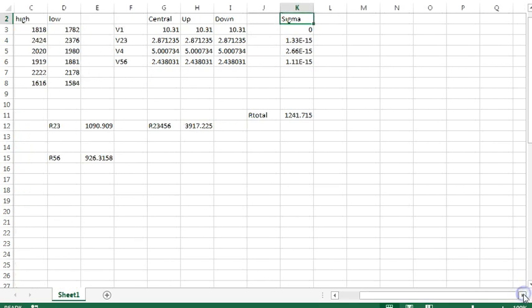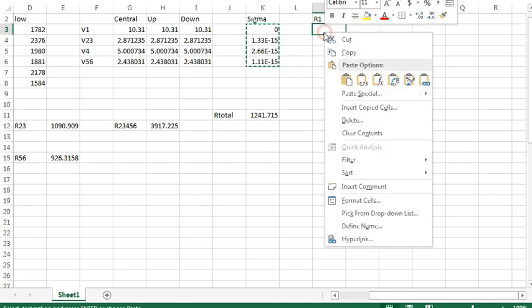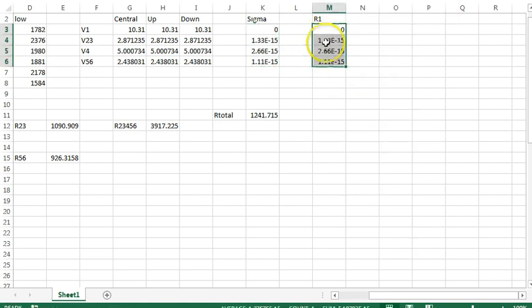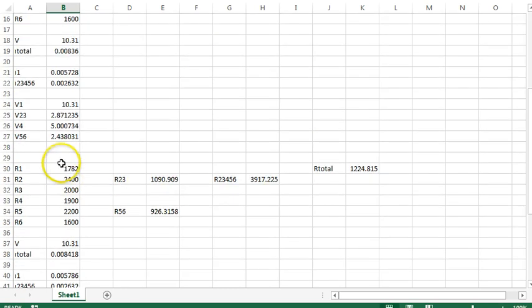Okay, so we've got V1, V2, V4, and V6. R1, the sigma due to R1, I'm just going to take these values and paste them in. And I'm going to be a little bit more honest and go ahead and put 0 in there because that's actually what that is. So now we have the error on these quantities due to R1. All right, I'm going to go back. I'm going to put 1800 back because I move R1 back to its central value.